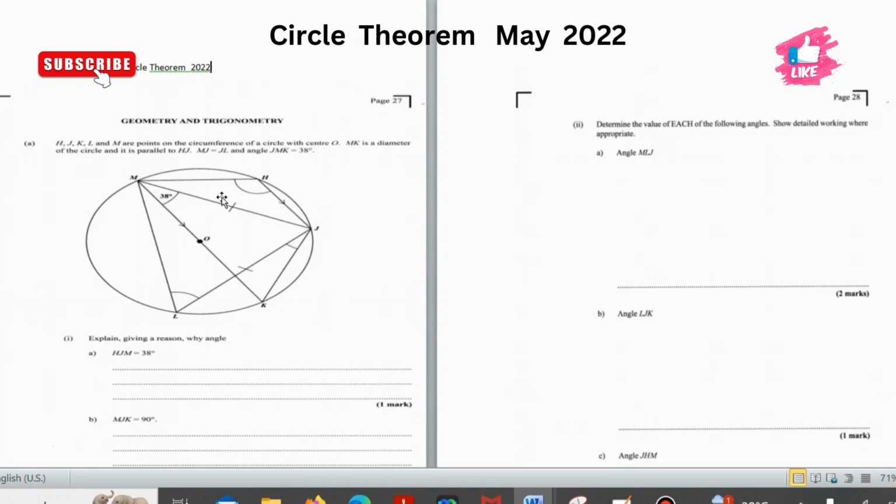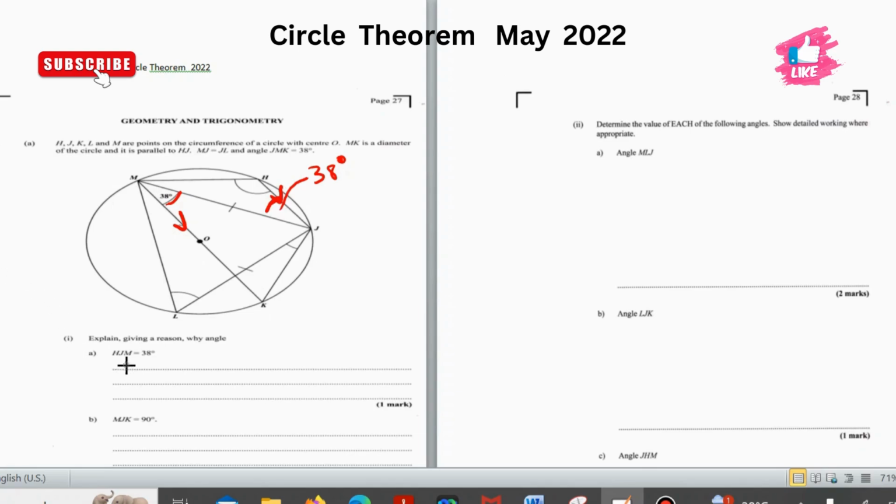So they would like to know why angle HJM is equal to 38 degrees. Whenever we have two parallel lines, and they told us that HJ is parallel to MK, and these two lines are cut by a diagonal, which is MJ, it simply means that alternate angles are equal. So if this angle is equal to 38, then that angle is also equal to 38.